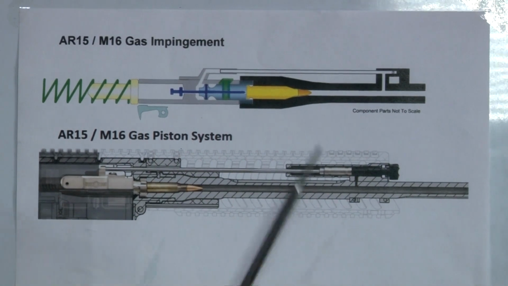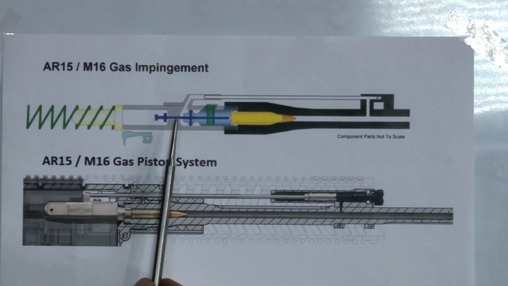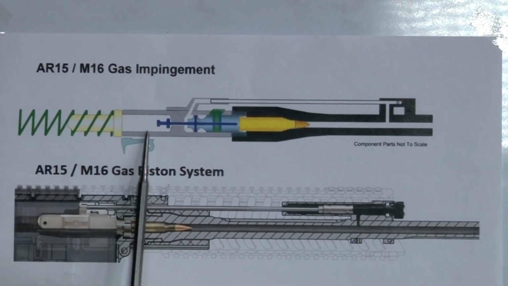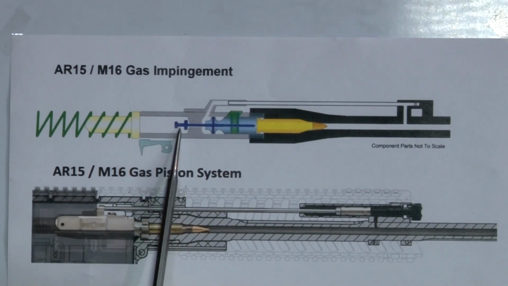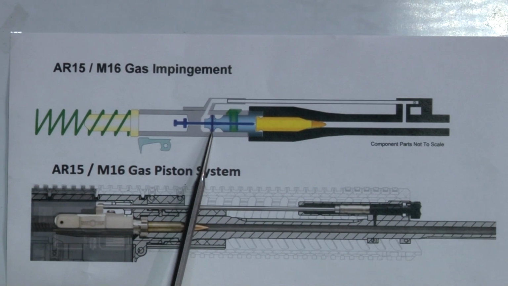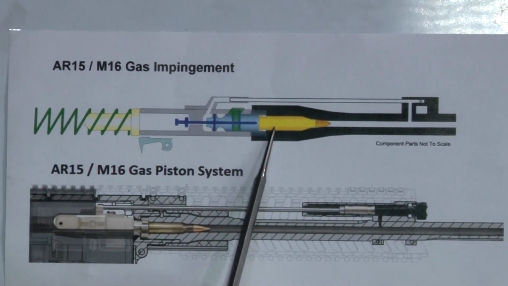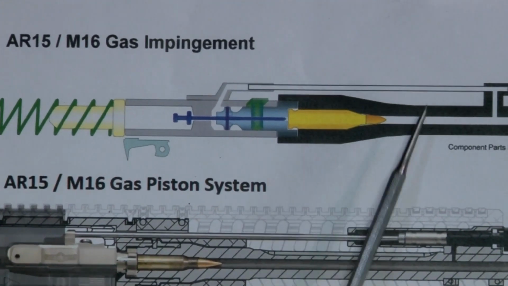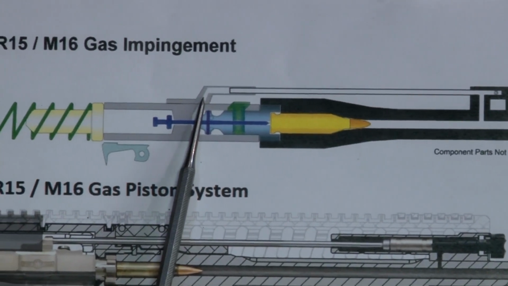In the direct impingement system, you can see that this is the bolt carrier in the gray. We have the firing pin. Here's our bolt. There are the gas rings, the cartridge in place, the barrel, the gas tube, the carrier key.